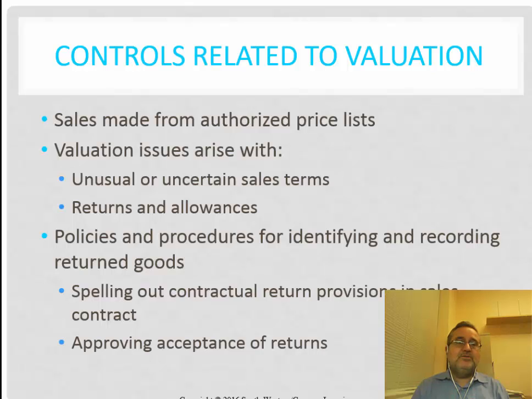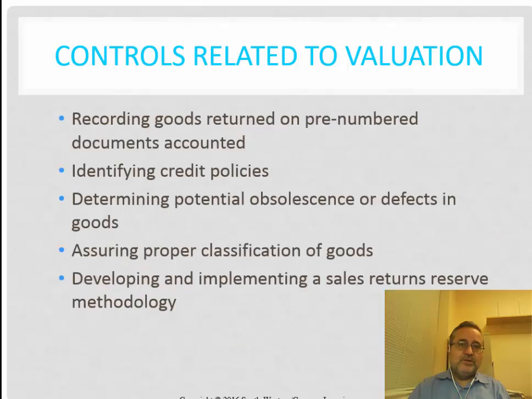Valuation issues arise from uncertain or unusual sales terms, returns, and allowances. We need to have policies and procedures for identifying and recording returned goods. Returned goods is one of those things that is a part of business, but we absolutely need to control this, primarily because we need to make sure that revenue is reported correctly, but we also need to understand that the return process can in fact be a means or part of a scheme for someone to perpetrate a fraud. When we're looking at valuation, we also want to consider the goods that have been returned.